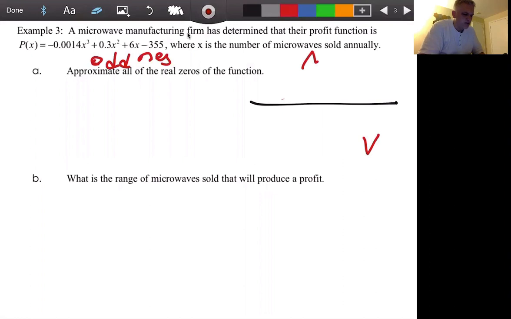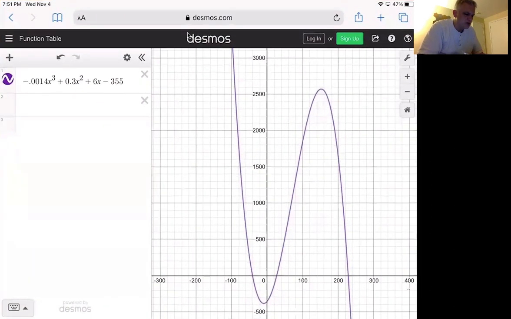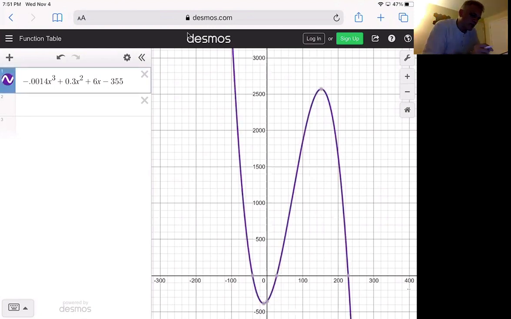Okay. A, approximate the real zeros of the function. Well, you can see there are 3 real zeros here. So you knew there were going to be 3 complex zeros. They all happen to be real. Awesome. So you would go second, calculate, zero, left bound, right bound, enter, enter. Okay, and hopefully you would be able to find this guy right here, which is negative 41.008. But I'm not too worried about the negative 41, because remember what X stood for. X represented the number of microwaves sold annually. And you can't sell negative 41 microwaves. All right, so even though we can see it in the graph, in real life, that's not going to be one of our real zeros.